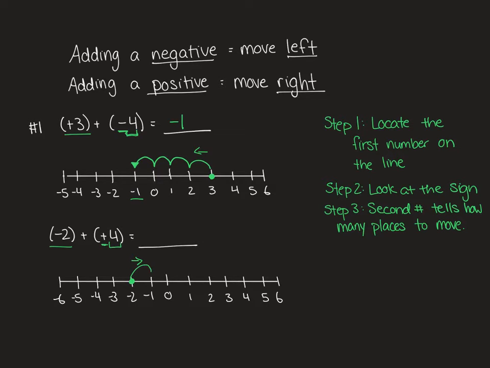So I'm going to go 1, 2, 3, 4. And this is where I am ending up. So I am ending up at +2. So -2 plus +4 is +2.